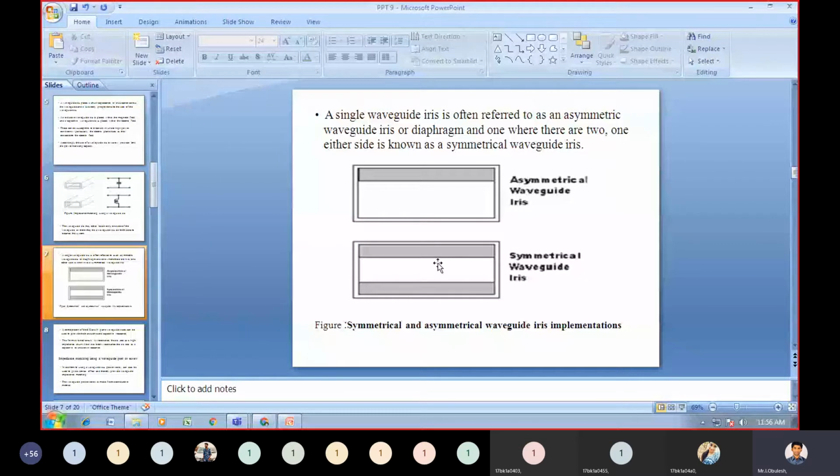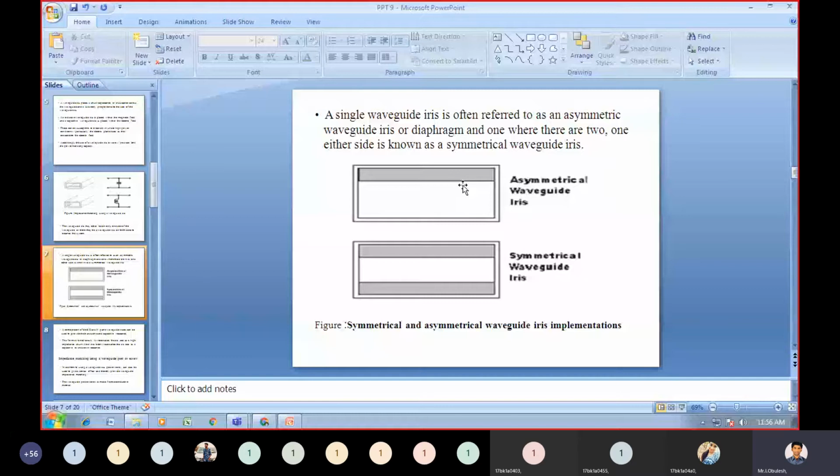The second one is the symmetrical waveguide iris. The first one is the asymmetrical waveguide iris. If you have a single one, it indicates that this is an asymmetrical waveguide iris. If you have both, upper and lower, top and bottom, that is a symmetrical waveguide iris.